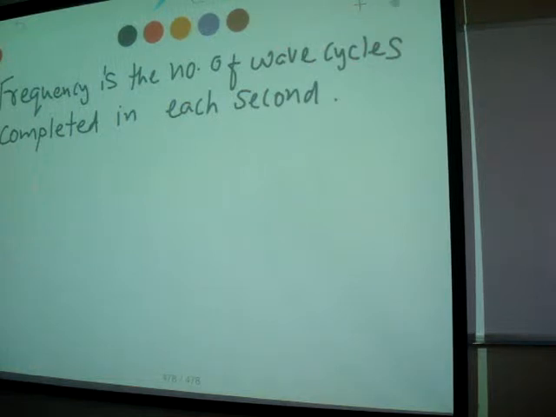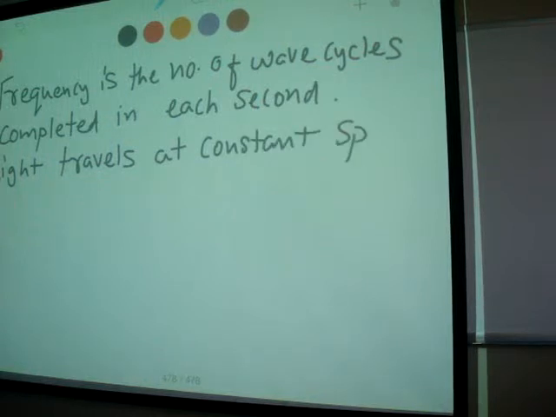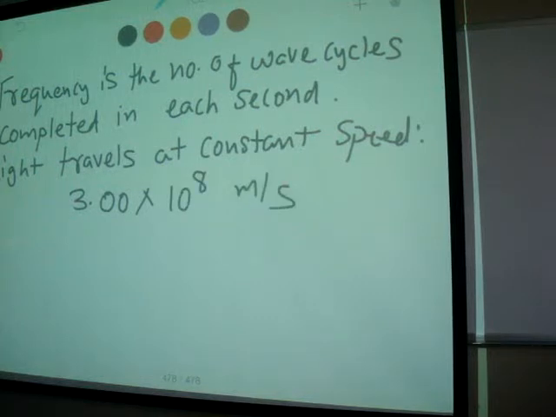So light travels at a constant speed, which is 3.00 times 10 raised to 8 meters per second. That's the light speed. Now we are going to work on the frequency and wavelength relationship.